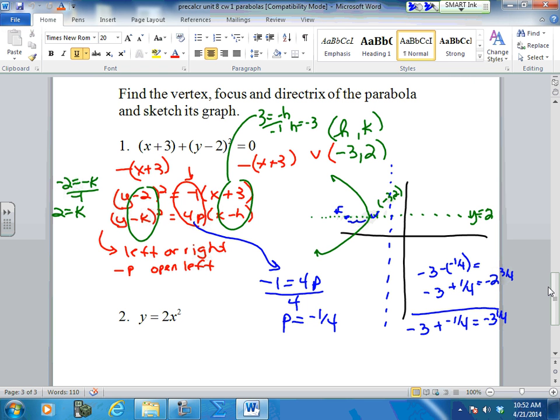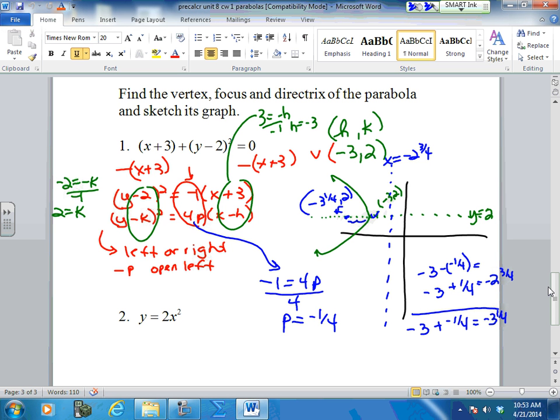So my focus point is going to be which one of those? Negative 3 1/4, comma, 2. And my directrix is going to be x equals what? Negative 2 3/4. See where we went with that?